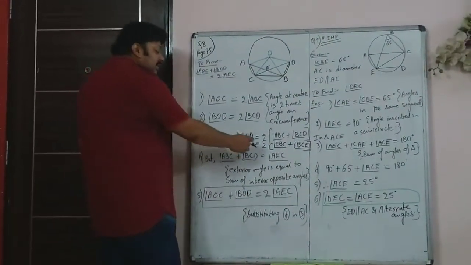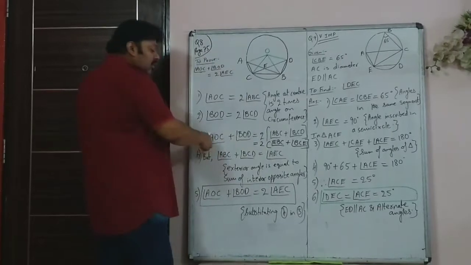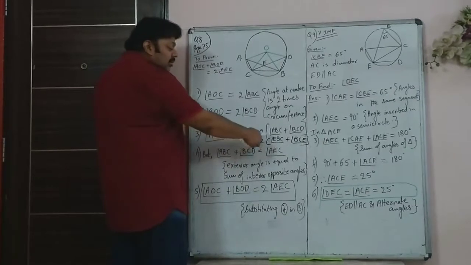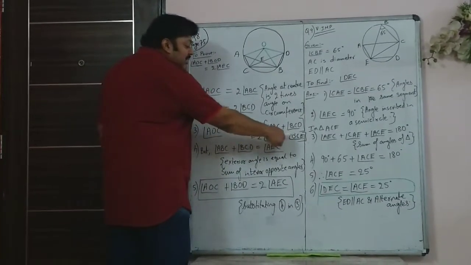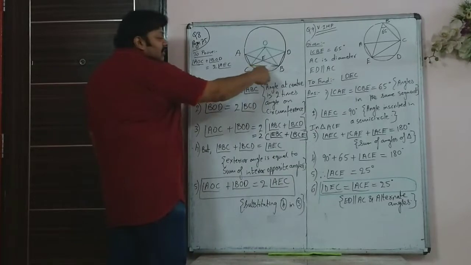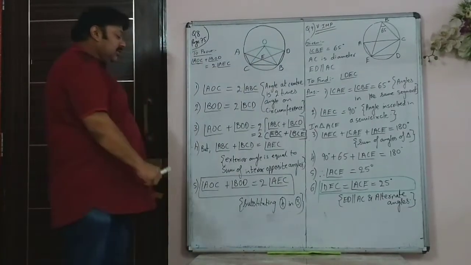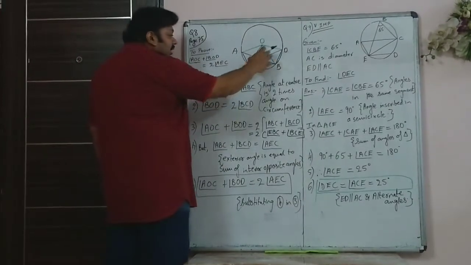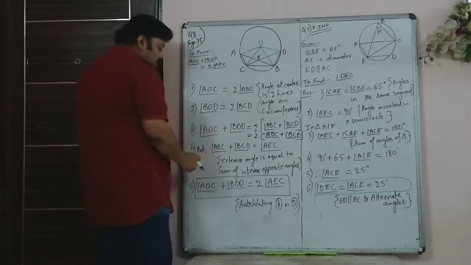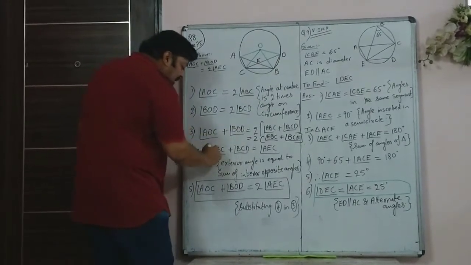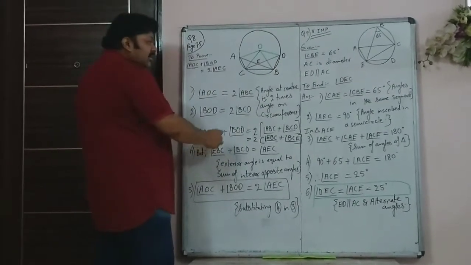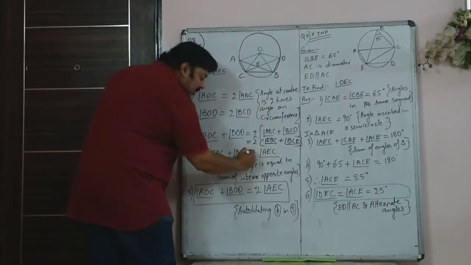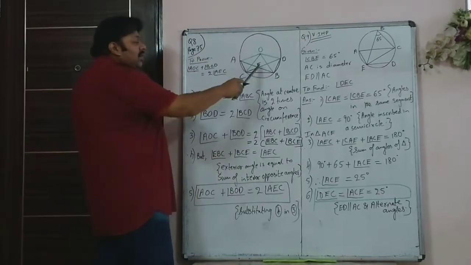So you can say that AOC plus BOD is 2 times, instead of ABC plus BCD, you can write EBC plus BCE, because this is one straight line and this is also one straight line. Instead of ABC, you can write EBC, and instead of BCD you can write BCE. It's one and the same angle, that is equal to AEC.